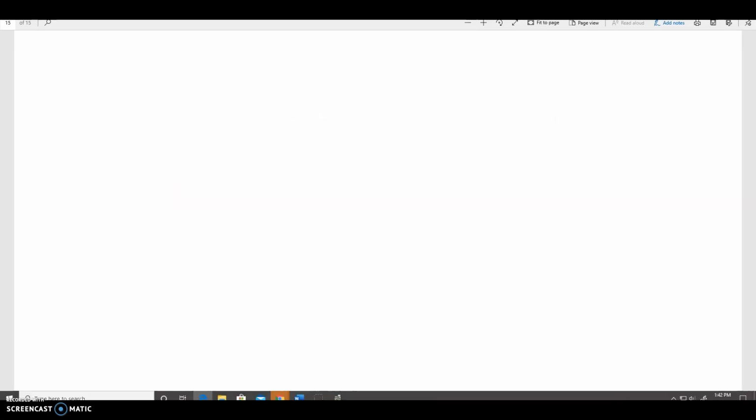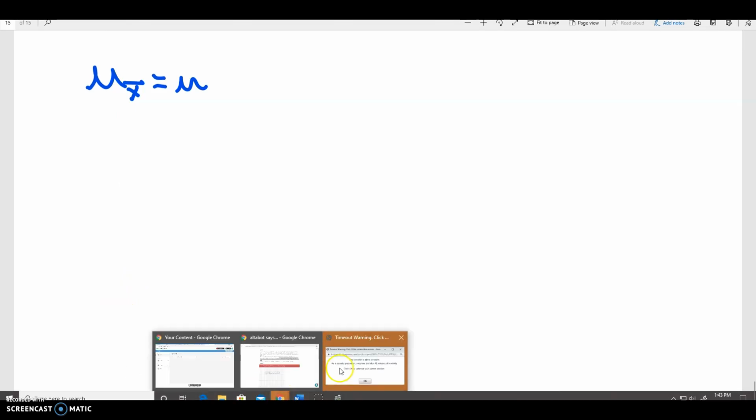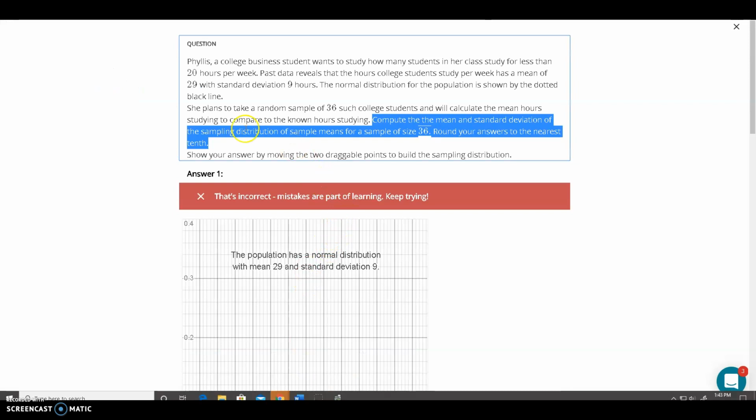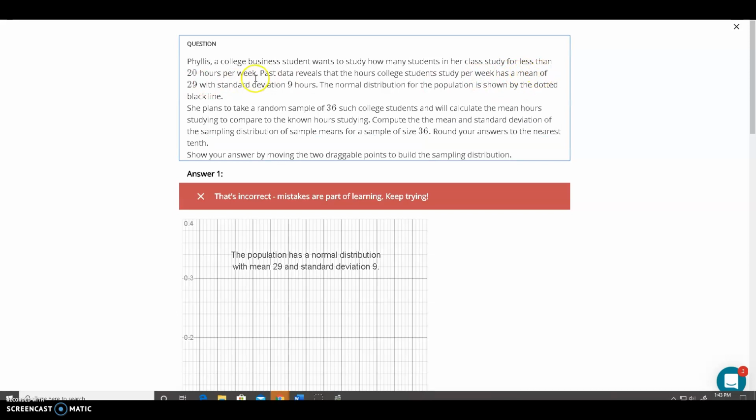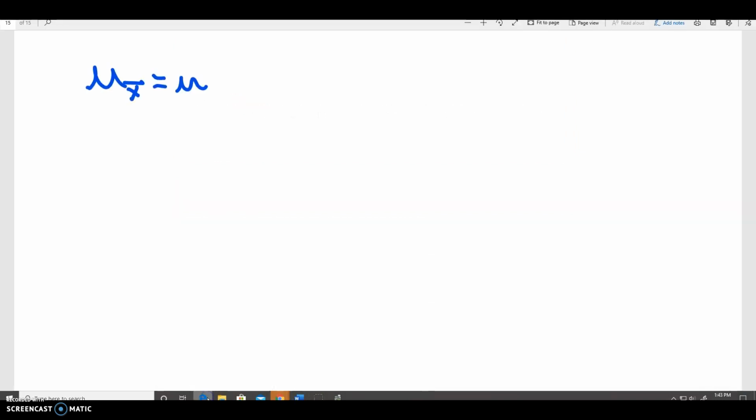In chapter 9, the mean mu sub x bar, which is the mean of the sampling distribution, will be equal to mu. So you don't really have to do anything. Just pick out what the mean is. In this case, they tell us that she has a mean of 29. So for this problem, mu equals 29.